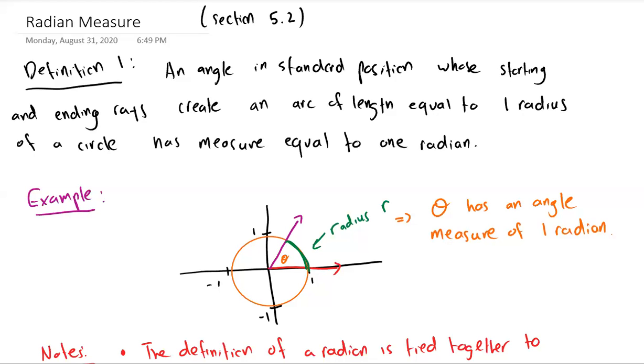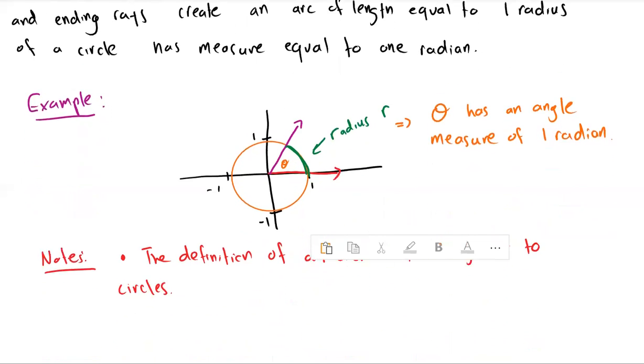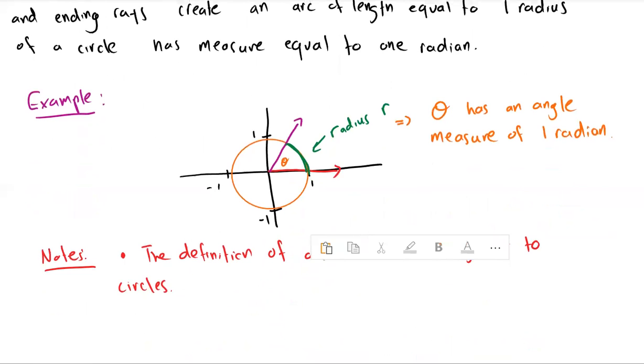It's a little bit complicated, but you'll get used to it very quickly. Basically, it's just how you relate an angle with the arc that it creates on a circle and the measurement of that arc. As long as you understand those concepts, you can easily understand what a radian is. So this angle theta has an angle measure of 1 radian because the length of that arc is precisely equal to the radius of the circle, which is equal to 1.